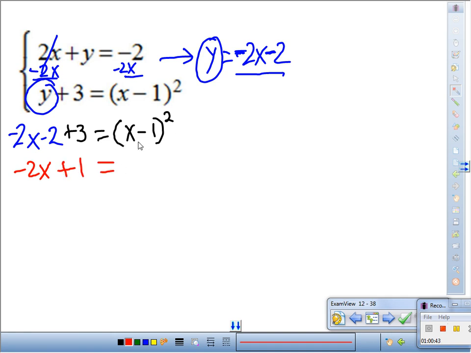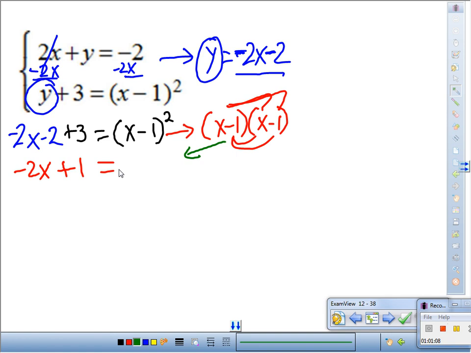And let's expand this. This is the same as x minus 1 times x minus 1. You do the multiplication. x times x, x times negative 1, negative 1 times x, negative 1 times negative 1. So once you do the multiplication, bring it back over here, and we write what? x squared, what else? Minus 2x plus 1.